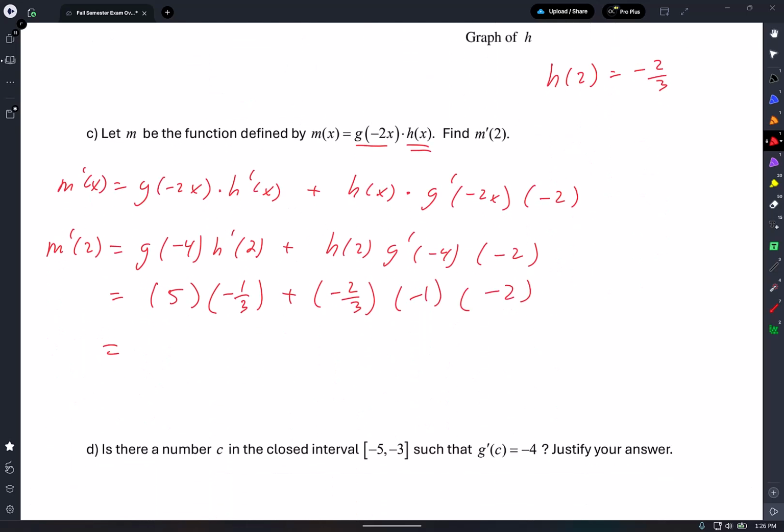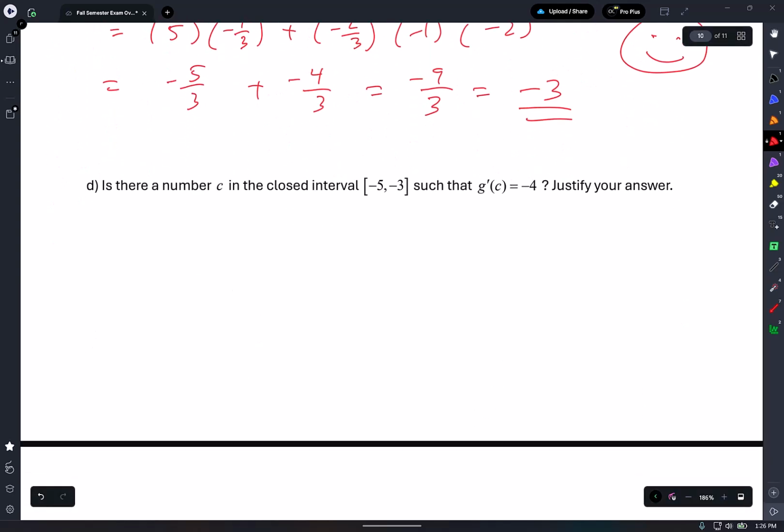All right, let's see. Negative 5/3 plus negative times a negative times a negative is still going to be a negative. So negative 4/3. Negative 5 minus 4, that's negative 9. So negative 9/3, which is negative 3. Yay! All right, we're almost done, guys.